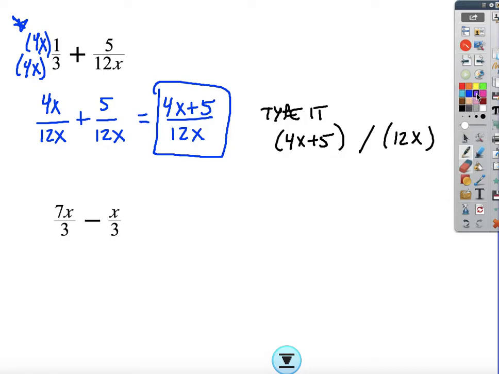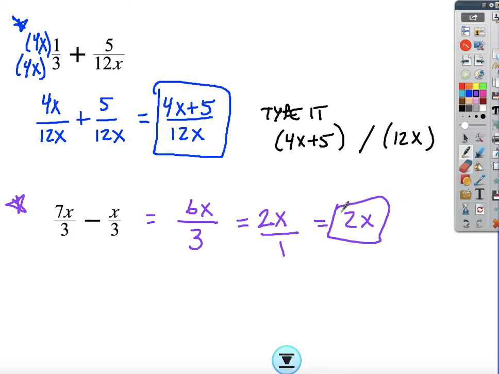Then let's do this guy down here. Oh, this one's nice. They already have common denominators. Bonus. So they both have a 3. That is the common denominator. So now we just subtract the numerators. So you have 7x minus x. 7 of something minus 1 of something. You're going to have 6 of those things. And then just ask yourself if that simplifies any farther. And this it does, because 6 divided by 3 is 2, and then you have that x. And yeah, technically that's on the top of the fraction, so technically it's over 1, but you could just write it as 2x. Okay?